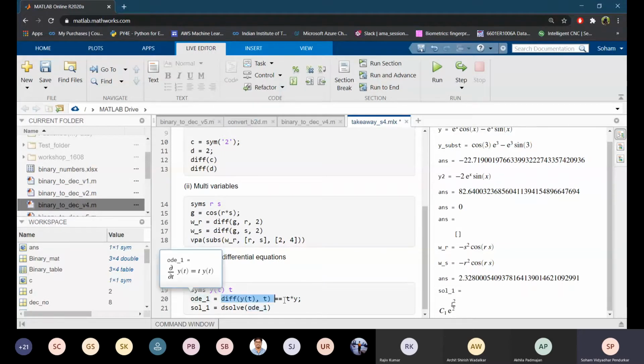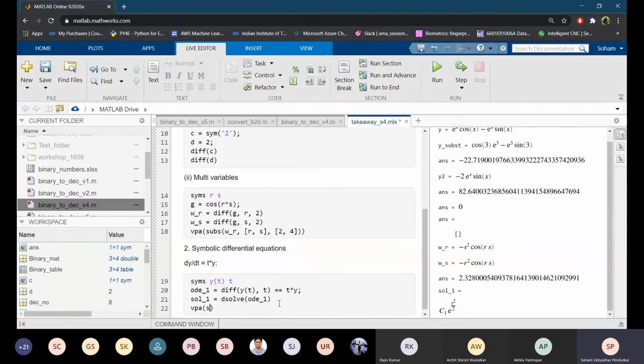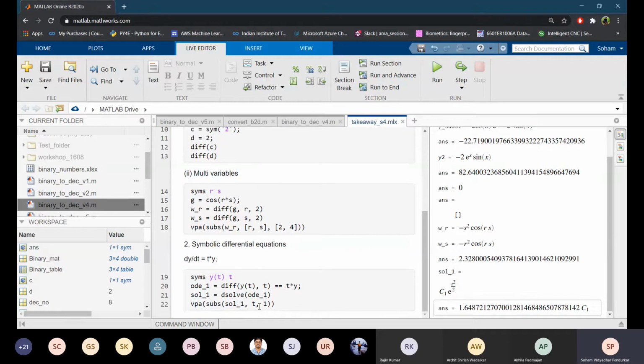So we created a differential equation, this. Consider this as an RHS, and the ODE we stored in this variable ODE1, and put the ODE1 inside this dsolve command. Now again we can use vpa, subs inside solve1 with, let's say, I want to substitute t with 1. Let's see. See, it's still giving C1 because I haven't specified the initial condition, but it evaluated this value.